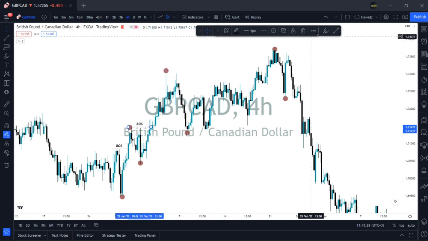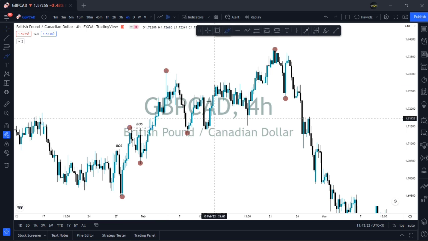Now the main reason that I didn't take these right here, because this is a high and that's a low, and this is a high and that is a low, is that this is minor structure. It's candlestick order flow, because I did say that we only take the moves that break structure.